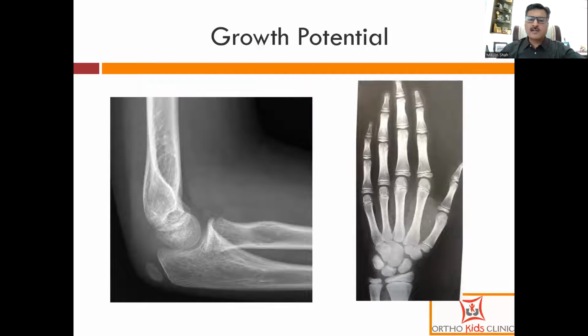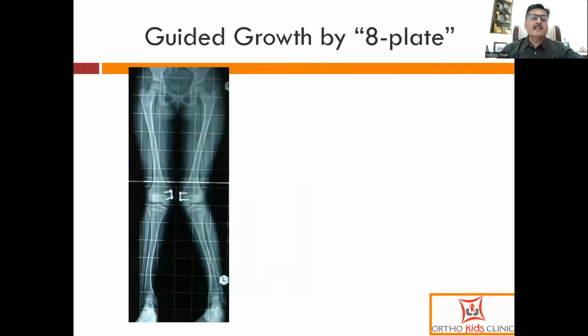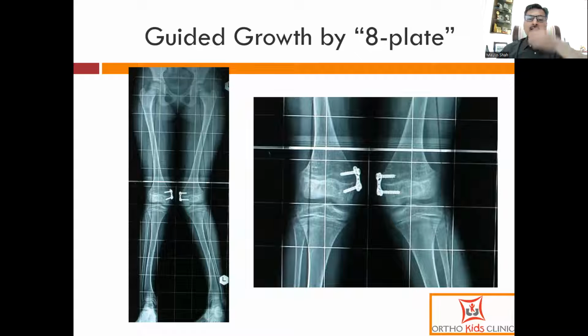So this is the X-ray of the girl which we're seeing, and it shows that she is at 11.5 and she has good growth remaining. So we did guided growth by placing 8 plates along the medial side of femur, so the lateral side would keep on growing. And as I mentioned, my screw is stopping at the femoral condyle, as you can see on the left side, and this screw size is okay.